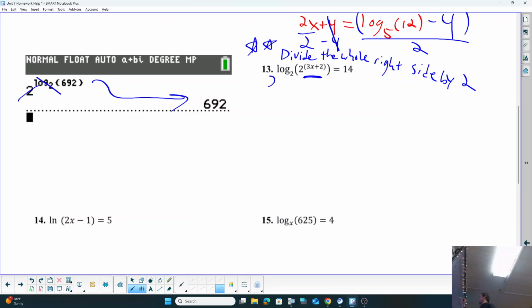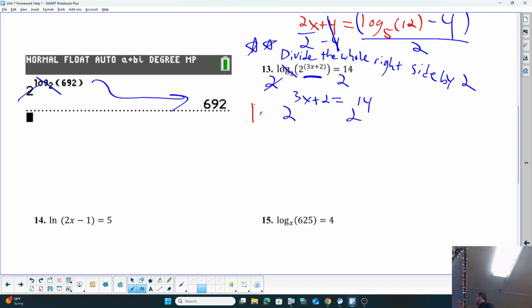So we're going to shove a 2 underneath there and shove a 2 underneath there. And that's going to get rid of log base 2. So now you have 2 to the 3x plus 2 power equals 2 to the 14. And now you can undo 2, right, by logging base 2.